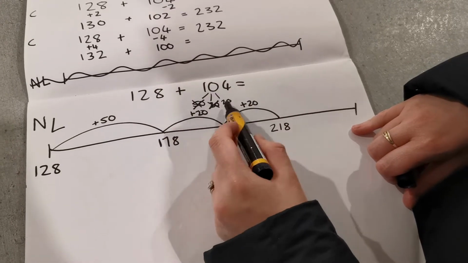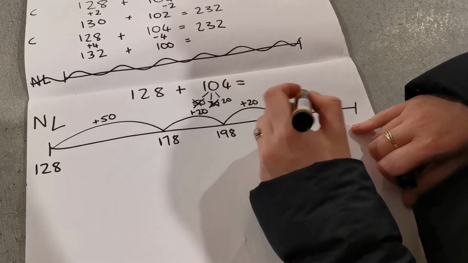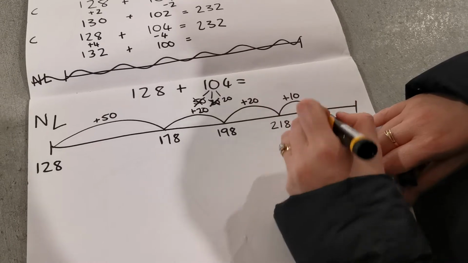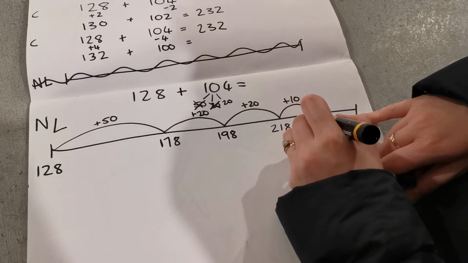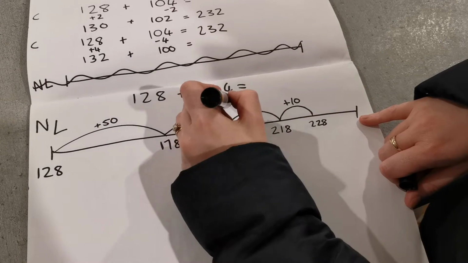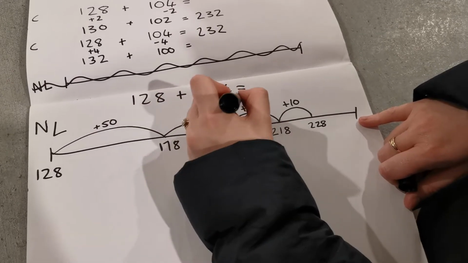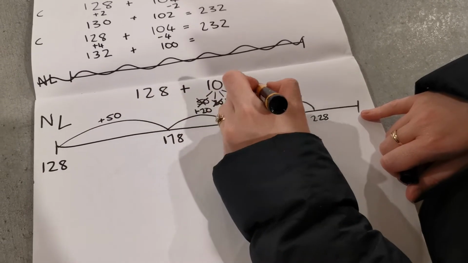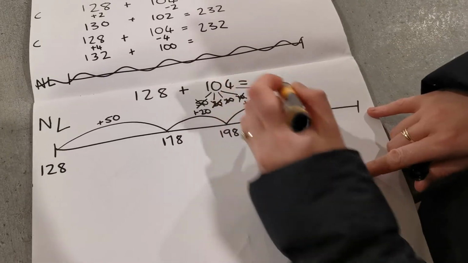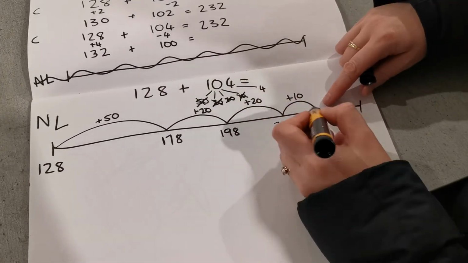So far I've used 90. So I'm going to jump another 10. And we're at 228. And then add another 10. And then I have to jump the last 4. I'm going to break that down.